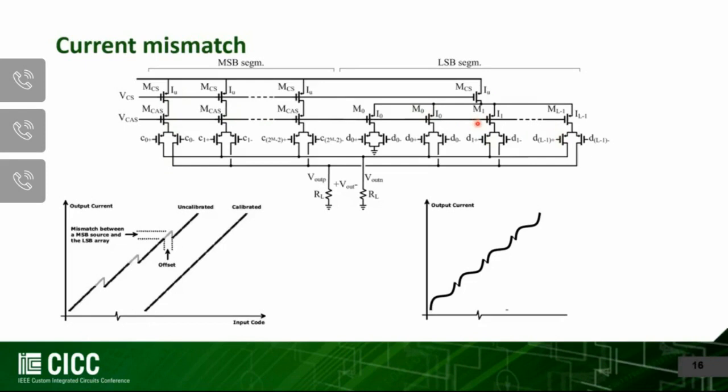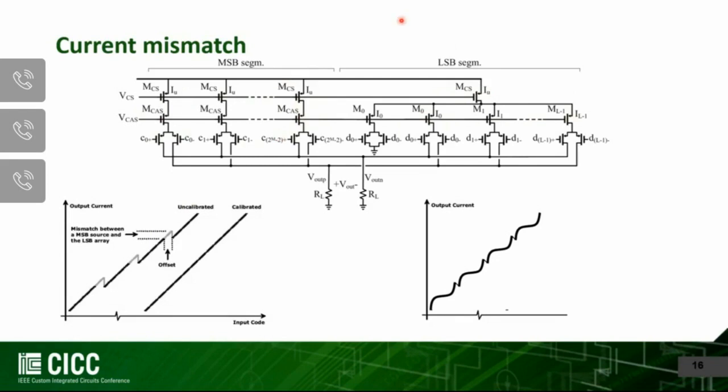So, if there is a mismatch between the IU of the LSB segment and the IU of the MSB segment just turned on, you will see a discontinuity on the output right here. Now, as we continue increasing the code, once the LSB segment reaches its full scale, then another IU of the MSB segment is switched on. So again, if there is a mismatch between this one and this one, that will cause another gap. And as you can see, these gaps are actually fairly high and give large discontinuities, which are called major code transition errors.